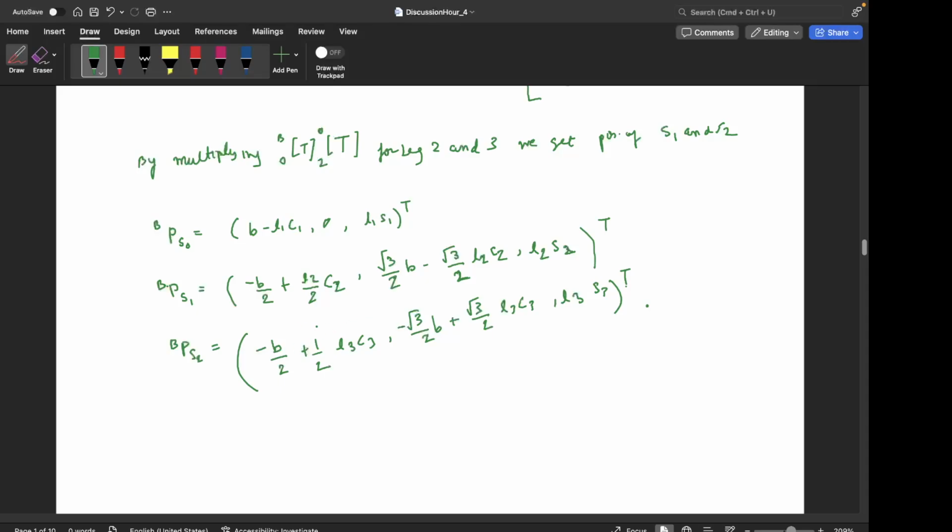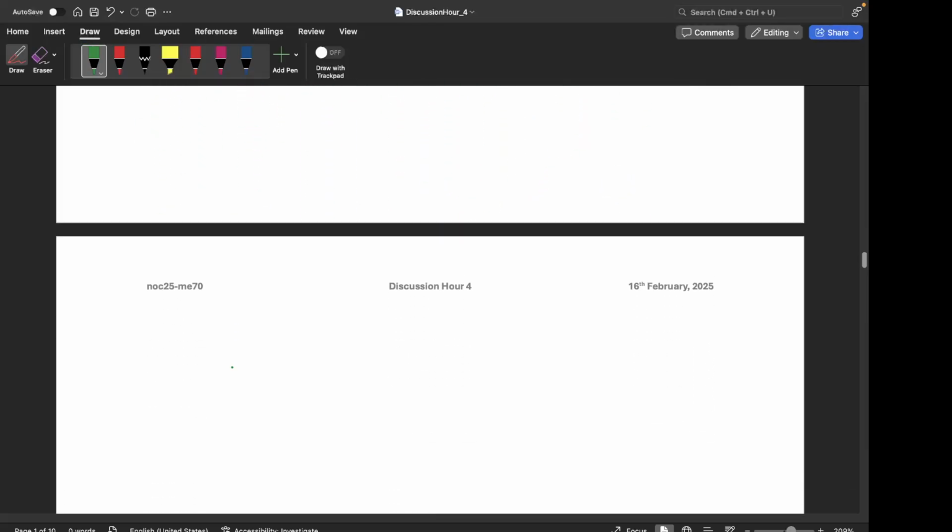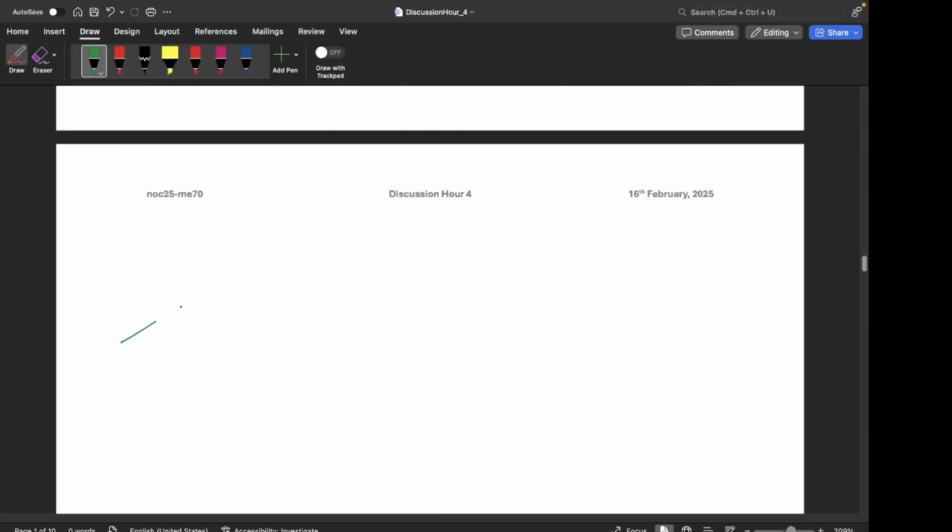And now finally what we have right now is these 3 points, PS0, PS1 and PS2, right? And we have taken this as an equilateral triangle, right? So this is A, this is A, and this is A. Now we get 3 relations.